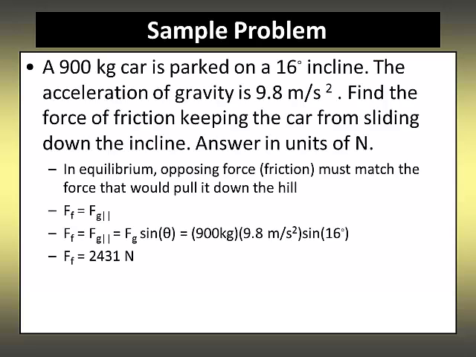Right, sample problem. We have a 900 kilogram car parked on a 16-degree incline. Find the force of friction. Okay, so this is equilibrium, so the opposing force must match the force that would pull it down the hill. So the force of friction is equal to Fg parallel. So it's equal to Fg sine theta. So Fg is equal to mg, 900 kilograms times 9.8 meters per second squared, times sine theta to get the parallel component, times sine 16 degrees. And your answer is 2,431 newtons.